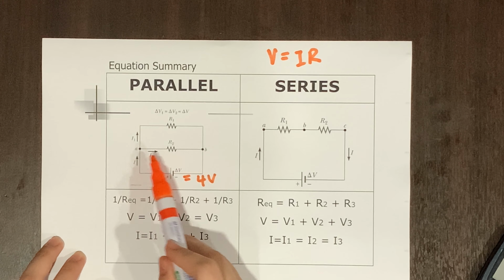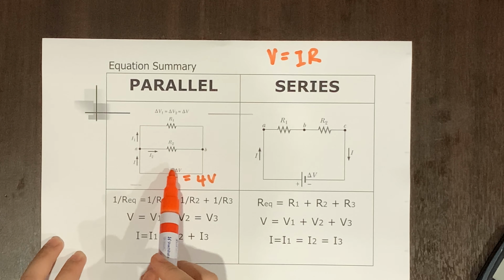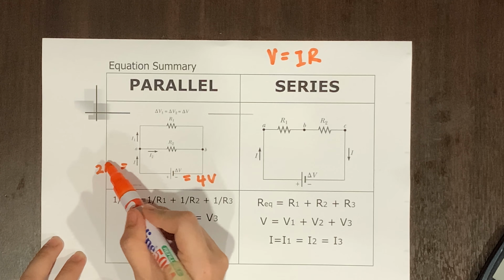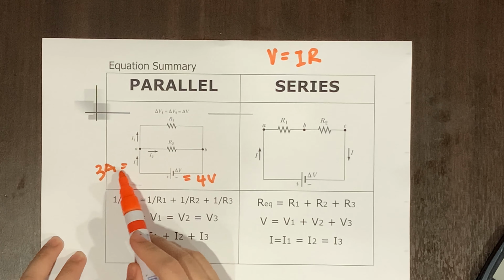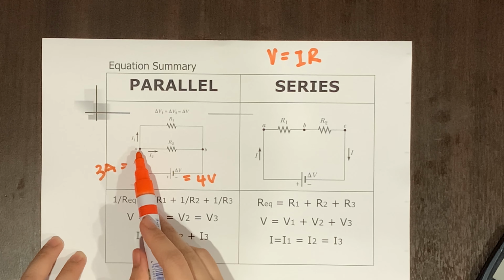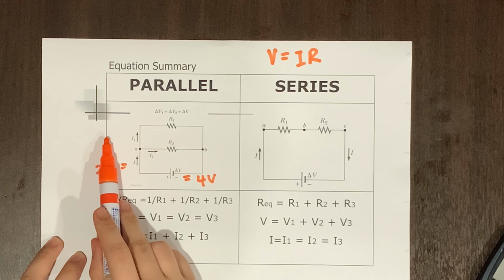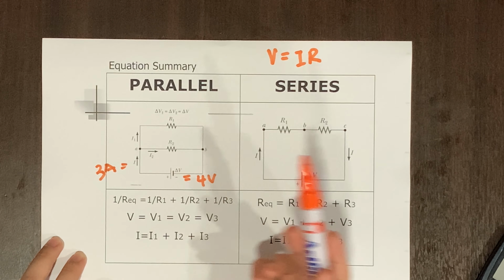But the current flow is different for parallel. If the current flow here is, for example, 3 ampere, there's a junction here, right? That's why we call it parallel. So I1 is, for example, 1 ampere, and I2 is 2 ampere.